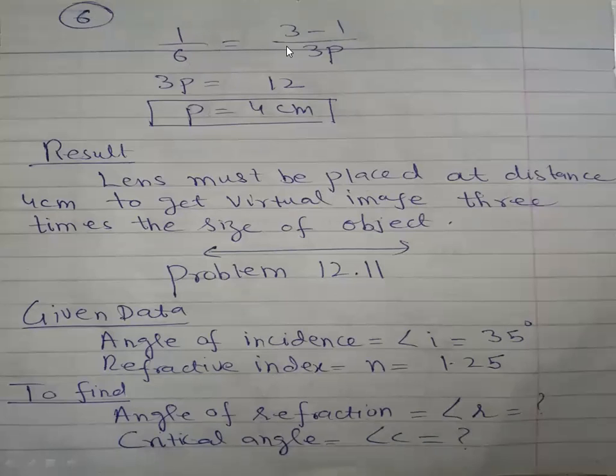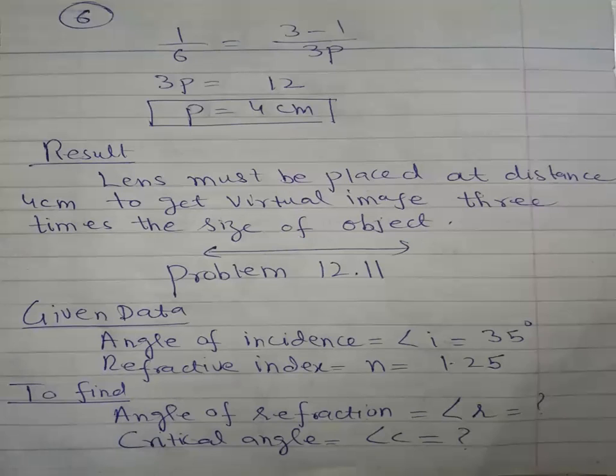If you cross multiply, 3P is multiplied with 1, and 3 minus 1 is 2. 2 multiplied by 6 is 12. So 3P is equal to 12. If 3 is multiplied here, on the other side it will be divided: P is 12 over 3, which is 4. It means in order to get a virtual image 3 times the size of the object, the lens must be placed at a distance of 4 centimeters. Now this is the end of numerical 12.10.